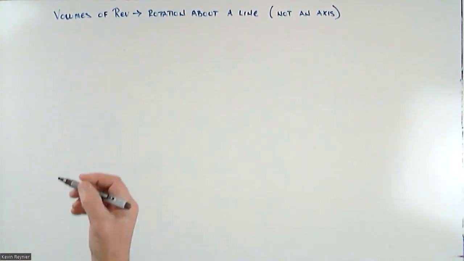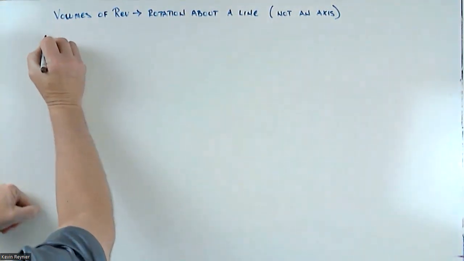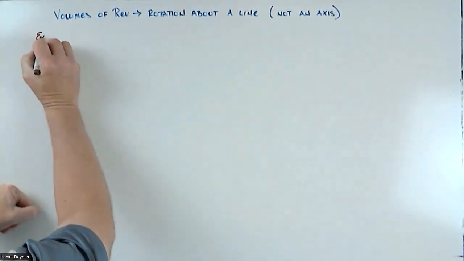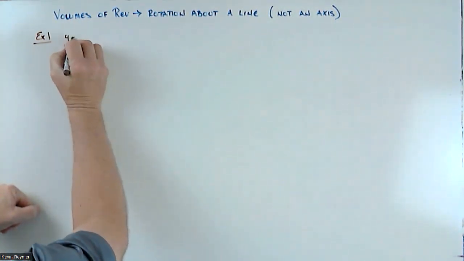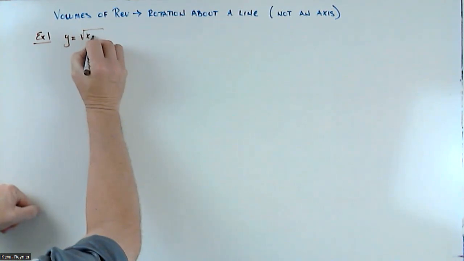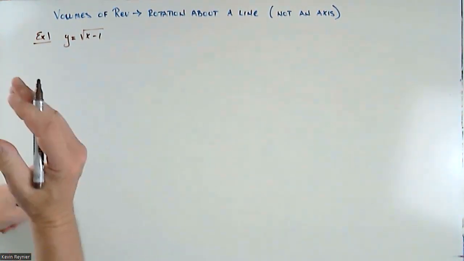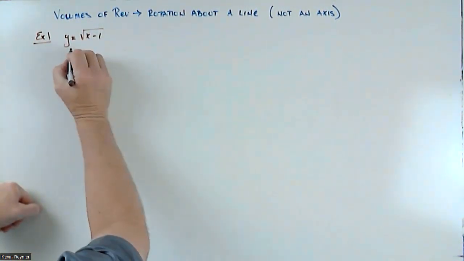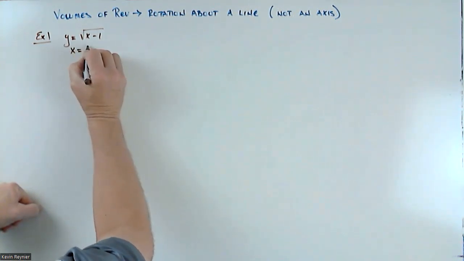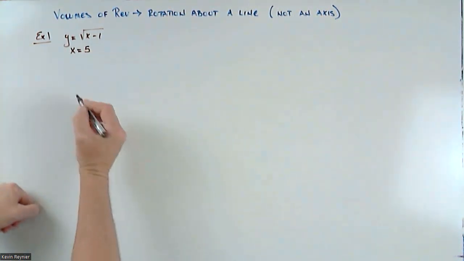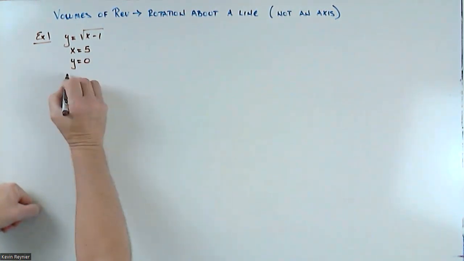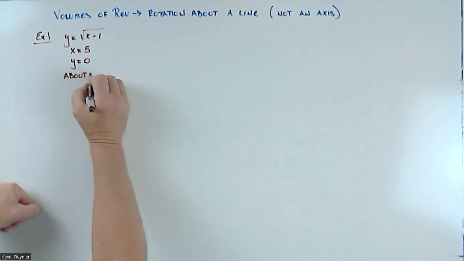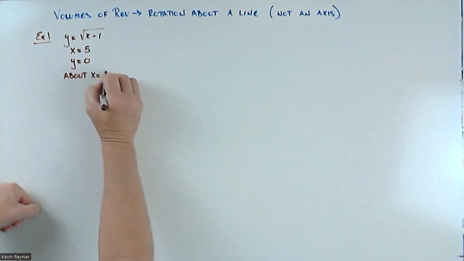I have a problem here, and it's the functions that I'm given. So let's be our first example. The functions I'm given are y equals the square root of x minus 1. Already we can start feeling a little nervous. We get the vertical line x equals 5. We get y equals 0. And we're going to spin this about x equals 5.